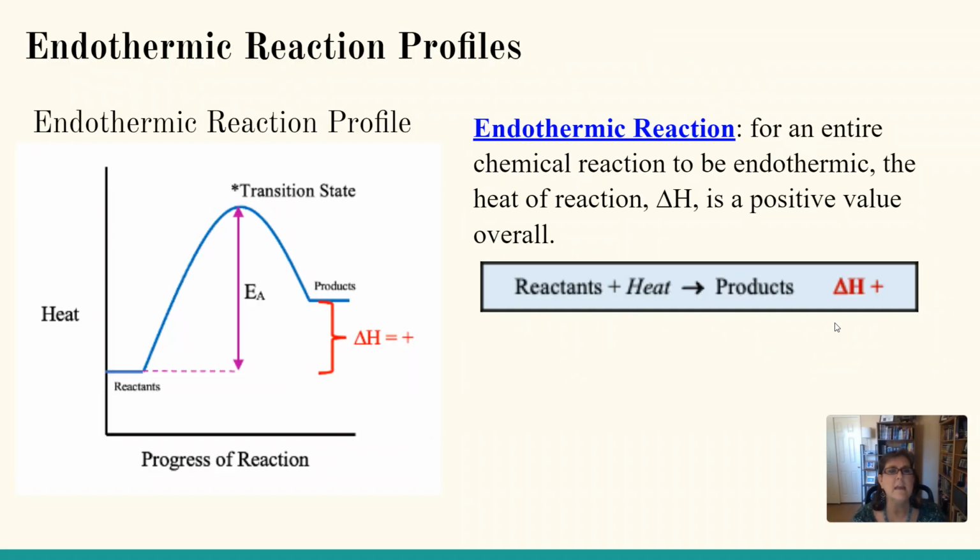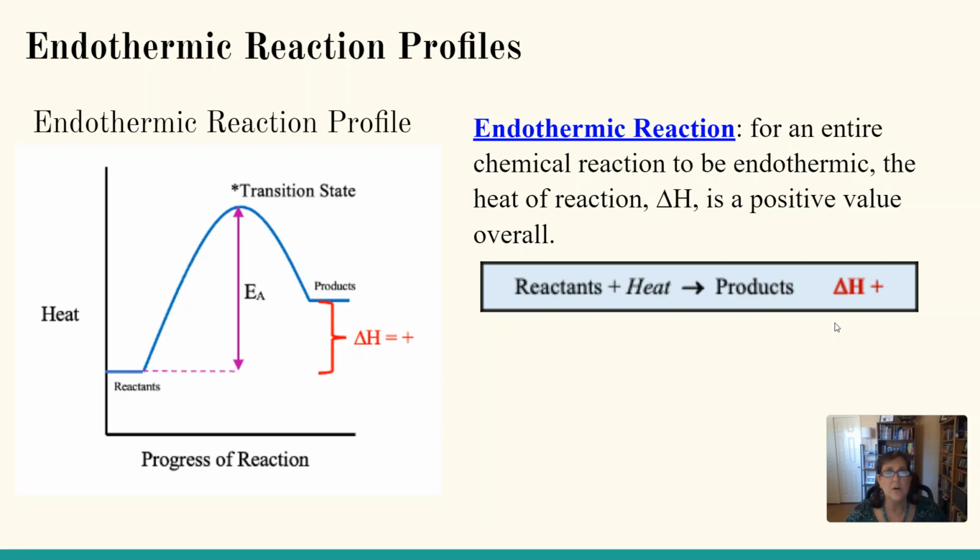All right, here is the reaction profile for endothermic. So let's look at our axes. Again, our y-axis is heat. Our x-axis is the reaction pathway or progress of the reaction. The blue line on the left shows you where the reactants are starting, and they're down pretty low for endothermic. Then we have the blue line, the reaction pathway, going up to the transition state, which is the highest point. Then it comes down to the products.